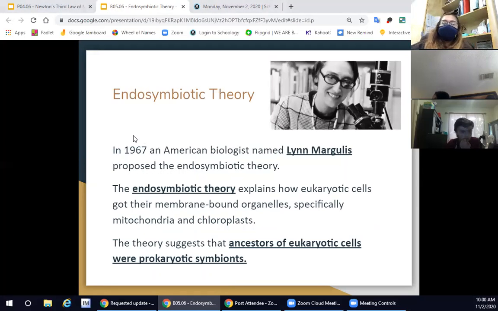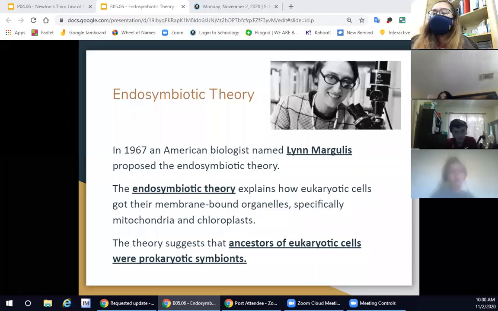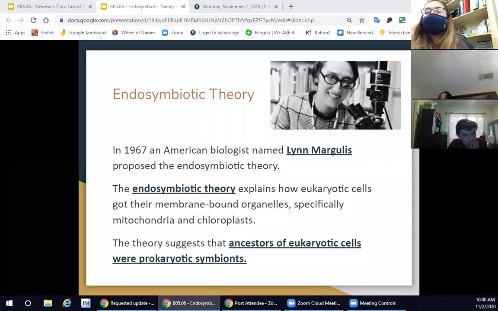In 1967, an American biologist named Lynn proposed the endosymbiotic theory. This explains that eukaryotic cells got their membrane-bound organelles, specifically mitochondria and chloroplasts, from prokaryotic cells. So the cells in our body that make up animals came from bacteria. That's what this theory states. So again, the ancestors of our cells came from prokaryotic symbionts. So it came from bacteria cells that decided to live together.